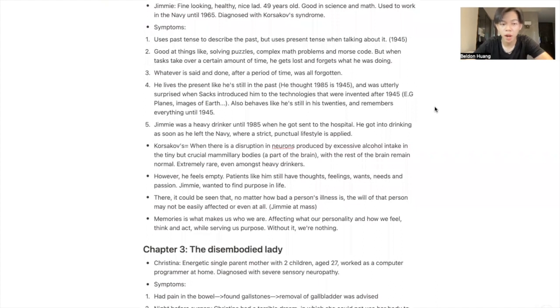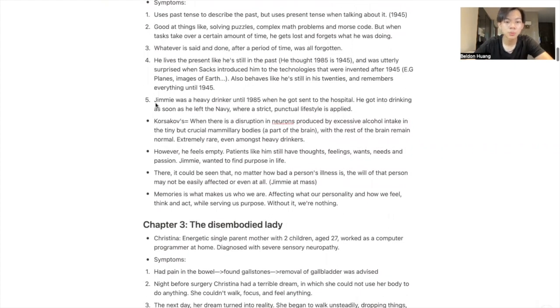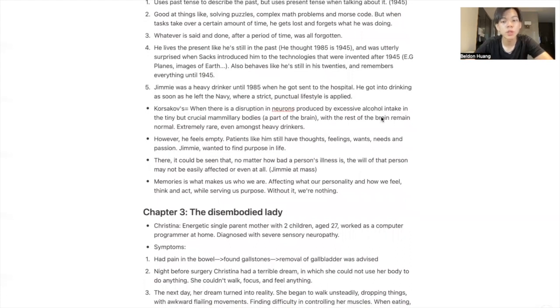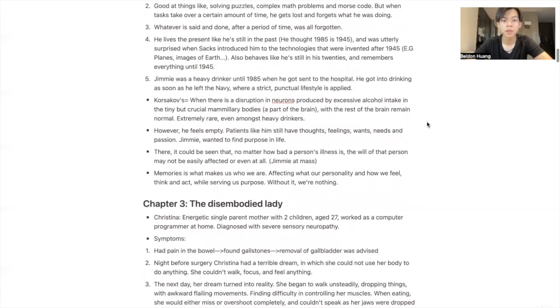and remembers everything until 1945. What happened was Jimmy was a heavy drinker until 1985 when he got sent to the hospital. He got into drinking as soon as he left the Navy, where a strict punctual lifestyle is applied. And Korsakoff is when there's a disruption in neurons produced by excessive alcohol intake in the tiny but crucial mammillary bodies. Mammillary bodies are a part of the brain, with the rest of the brain remaining normal, and it is extremely rare even amongst heavy drinkers.